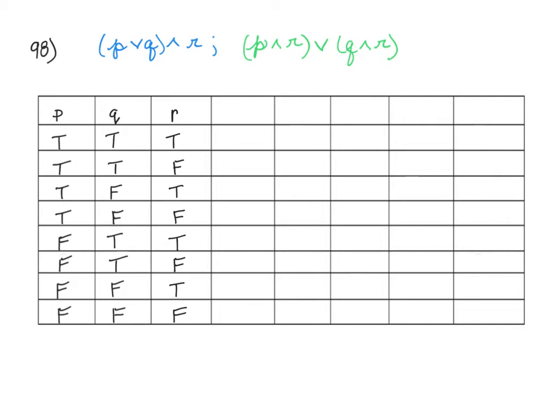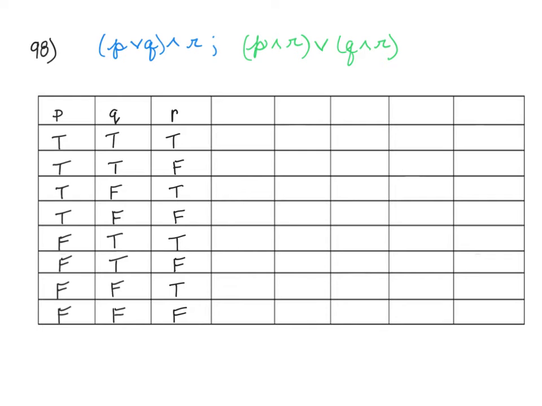So this is problem 98, and I am going to go ahead and work through it with you, just in case you need a little extra help. So what I've done is I've set up a chart, and I did think it through ahead of time and think about the fact that I was going to need 8 rows because I have P, Q, and R, and 2 to the 3rd is 8. And then I also went ahead and thought about how many columns I would need.